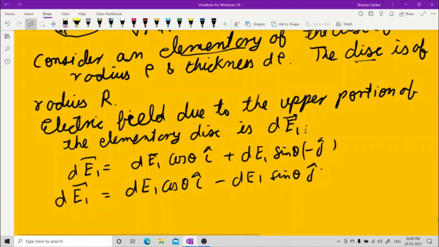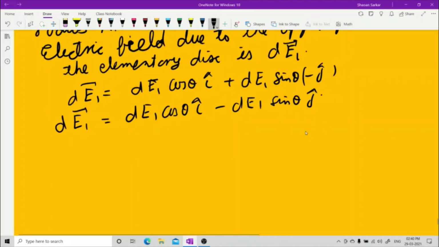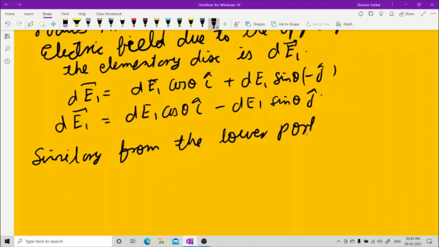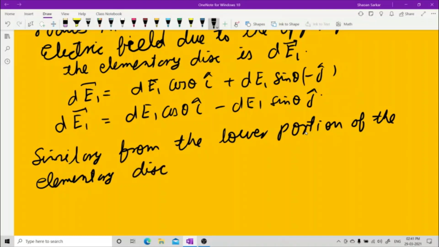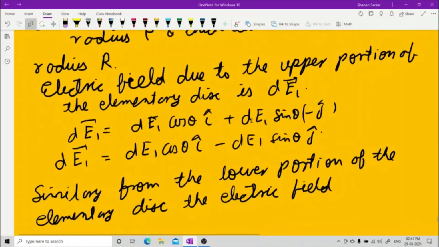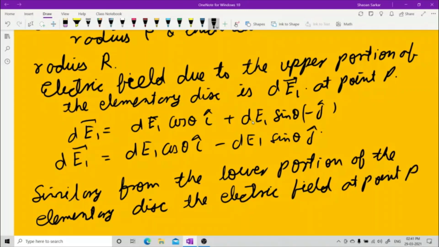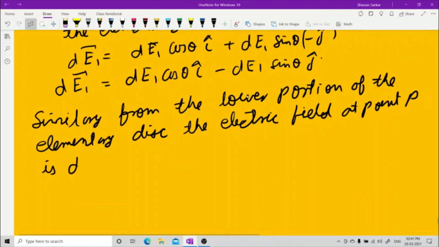Similarly, from the lower portion of the elementary disk, the electric field at the point P is dE2. The electric field due to the upper portion of the elementary disk at point P is dE1.